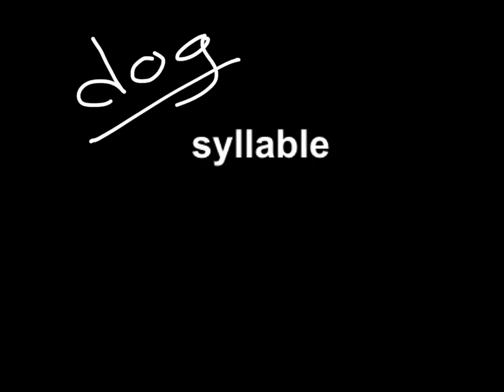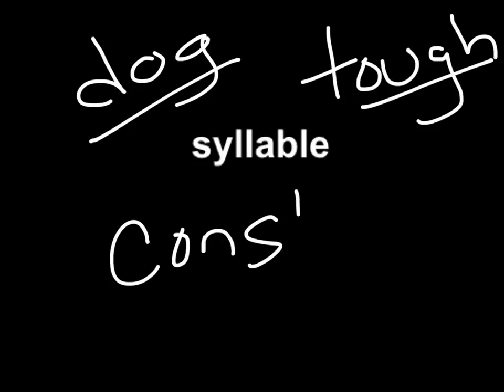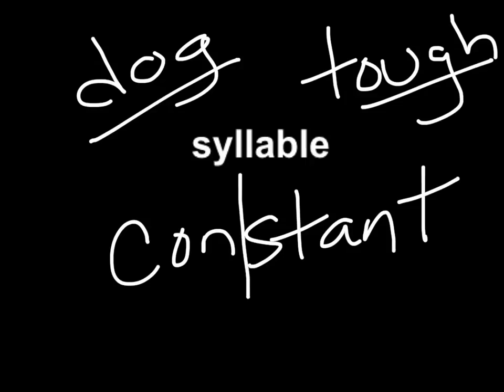Let's first review what a syllable is. All words and sentences are made of beats or syllables. For example, a one-syllable word, such as dog, has one beat. A one-syllable word such as tough has just one beat. Constant, for example, has 2 beats or syllables.